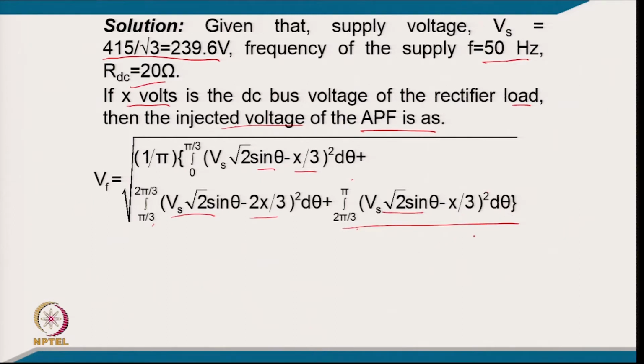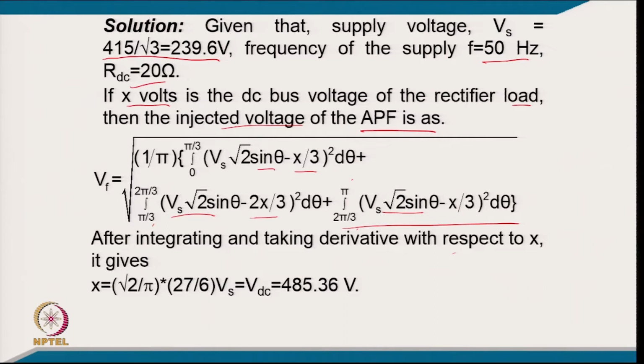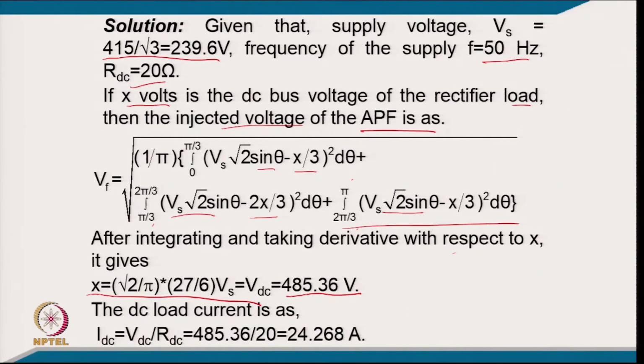So, now x is the DC link voltage. We can find out the value of x for minimizing the injected voltage Vf. After integrating and taking the derivative with respect to x, it gives the x value, and that comes to 485.36 volt.